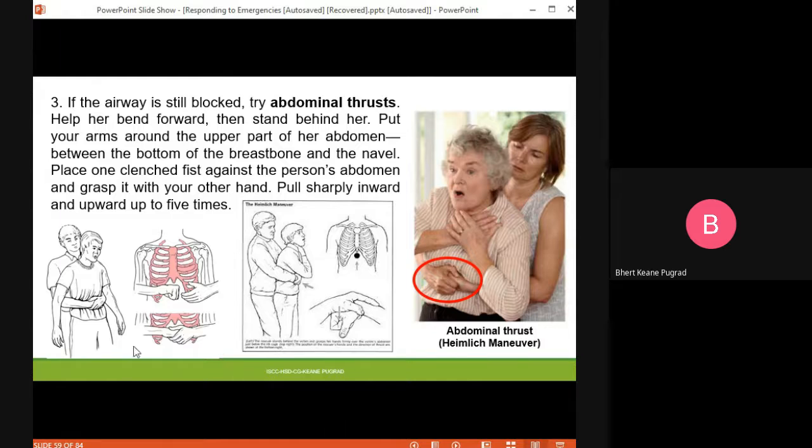You position yourself on the back of the patient and then wrap your arms around the abdomen. How do you wrap around the abdomen? Okay. Your other hand, you need to clench, no? Clench one of your hands against the person's abdomen and grasp that hand with your other hand and pull sharply inward and upward up to 5 times, no? To deliver out the food. Okay? Or to deliver out the blockage.